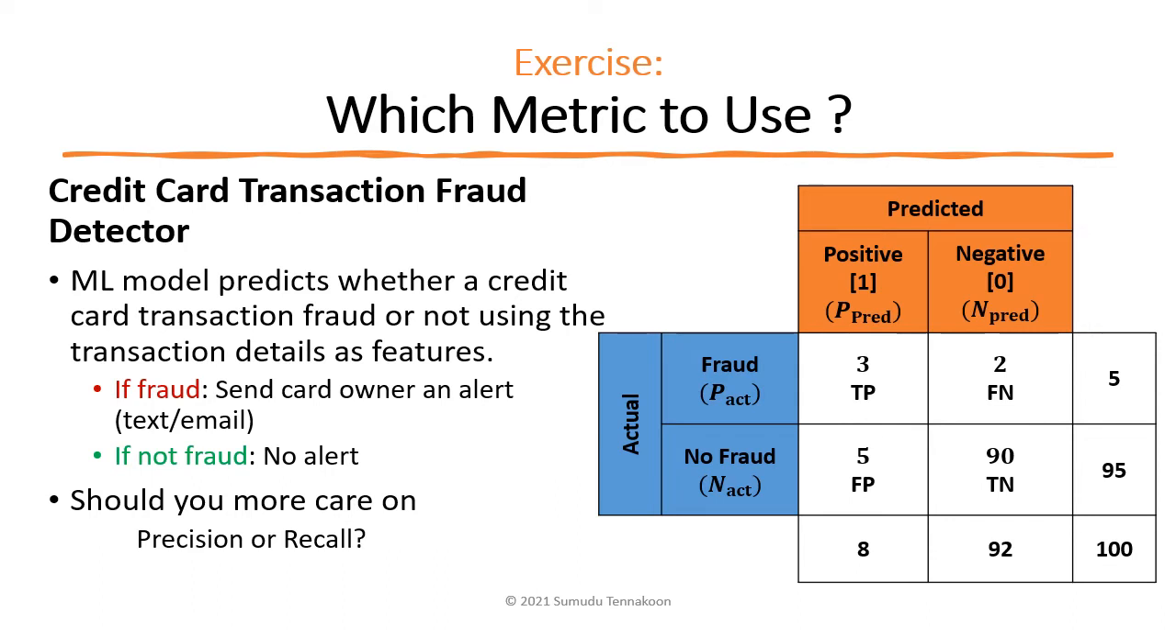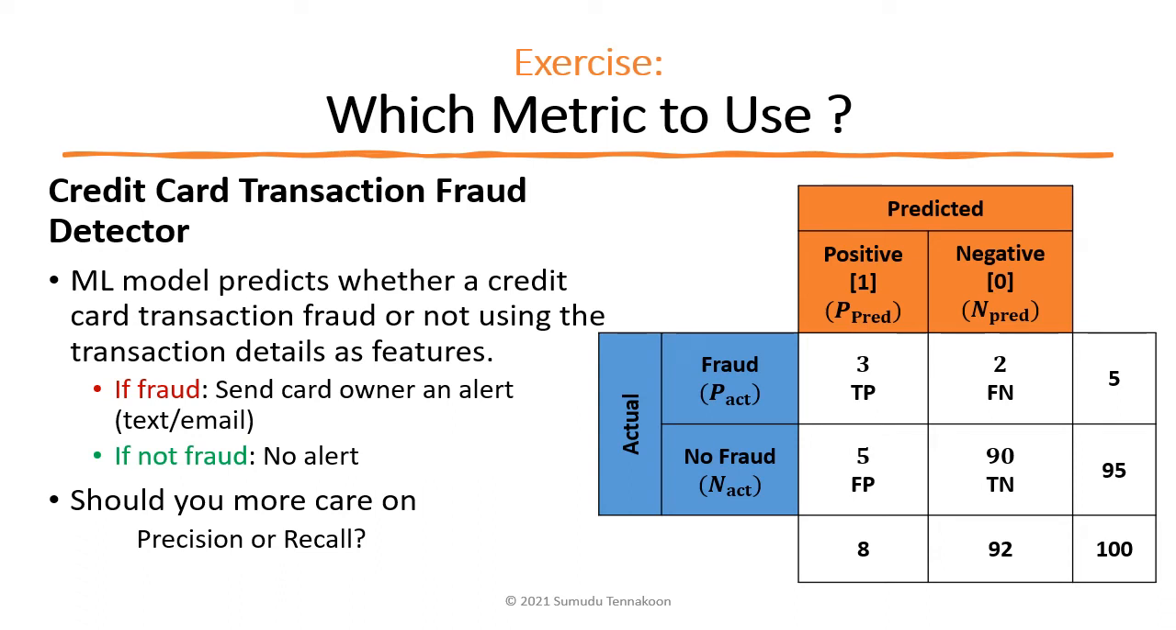I think most of you are worried about the second one, right? You don't mind getting an additional email or one extra text message, right? You're more worried about not getting any alert for the actual fraud transaction. So let's look at the confusion matrix with that understanding. Now let's put our feet in the machine learning model builder's shoes.